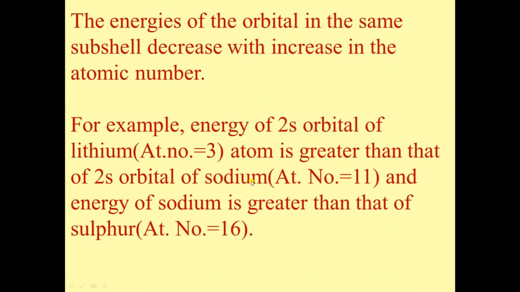But when we compare the 2s orbital of sodium with the energy of the 2s orbital of sulfur, again here the atomic number is increasing. The atomic number of sodium is 11 and the atomic number of sulfur is 16. So as the atomic number increases, the energy will decrease. So the energy of the 2s orbital of sodium is more than the energy of the 2s orbital of sulfur.